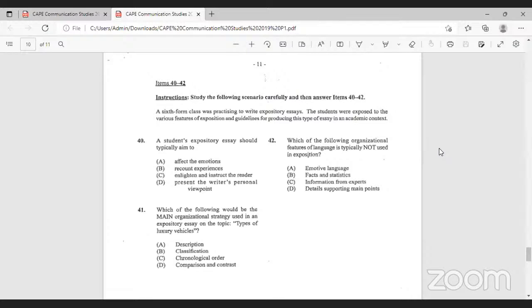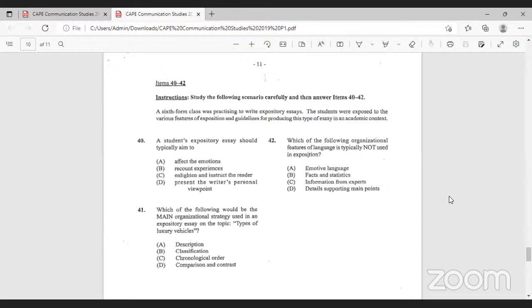41, which of the following would be the main organizational strategy used in an expository essay on the topic types of luxury vehicles? Is it description, classification, chronological order, or comparison and contrast? Types of luxury vehicles. Yeah, everybody's saying B, the answer is B, classification. Types, what are they classified into?